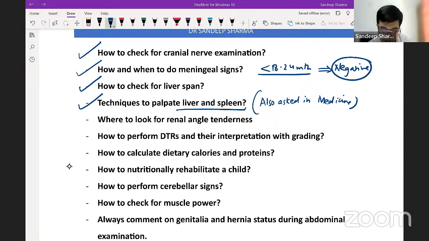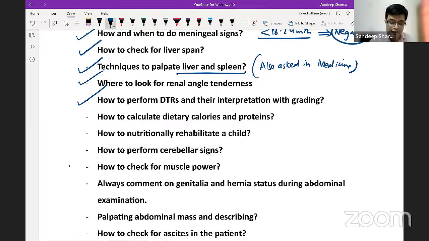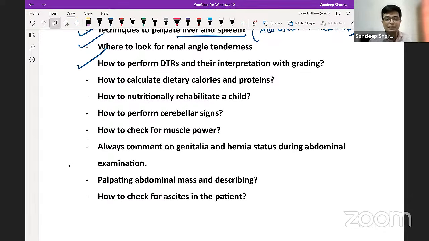Rules are the same. Where to look for renal angle tenderness? You look at the back. How you demonstrate that? Examiner will often ask you. If it is a CNS case, they will often ask you to perform deep tendon reflexes and their interpretation with grading. Grading of reflexes, there is a table given in the clinical manuals. Remember that grading is also called as MRC grading.